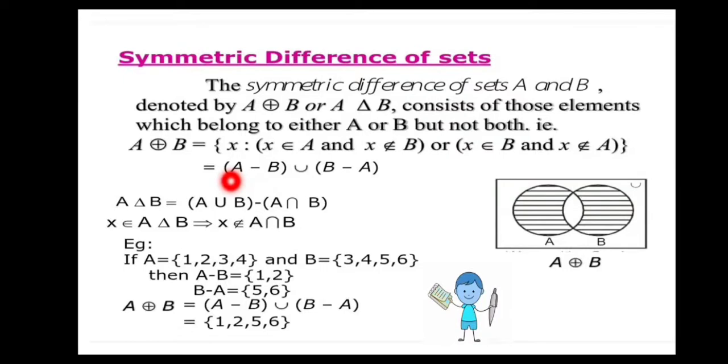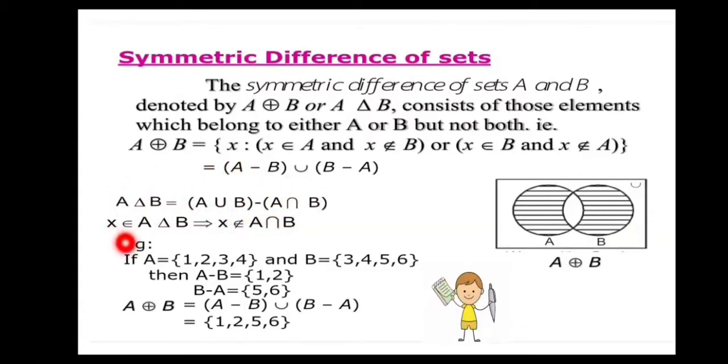Here we can write the symmetric difference as A minus B union B minus A. You can easily remember this formula: A minus B union B minus A. So the symmetric difference of A and B equals A union B minus A intersection B. In other words, we take A union B, then subtract the A intersection B values. You can easily remember this formula.